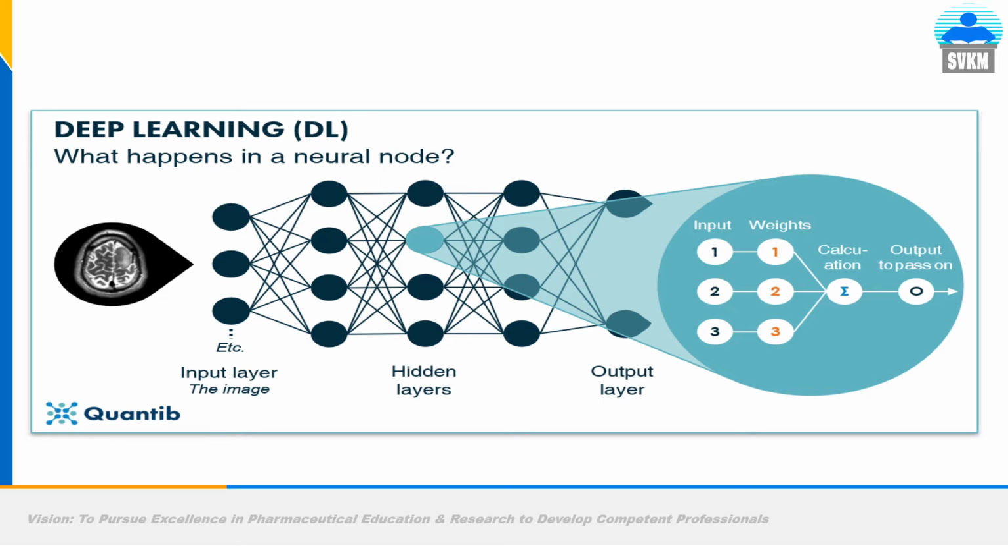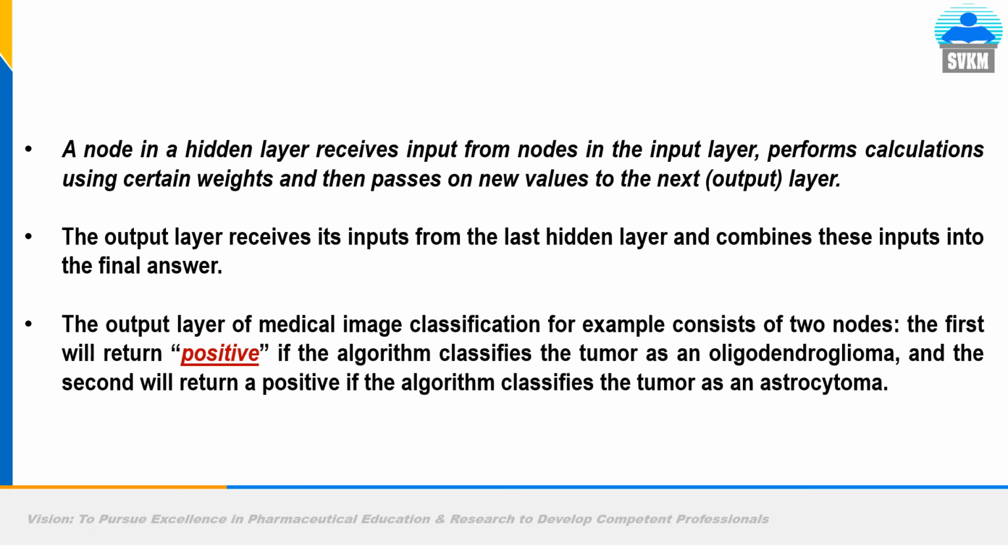Here 1 means the output is 1 because your result is active. What is the result? Yes, the image is of a cancer patient. If it is not a cancer patient, you will get 0. So you have to adjust weights and biases continuously.